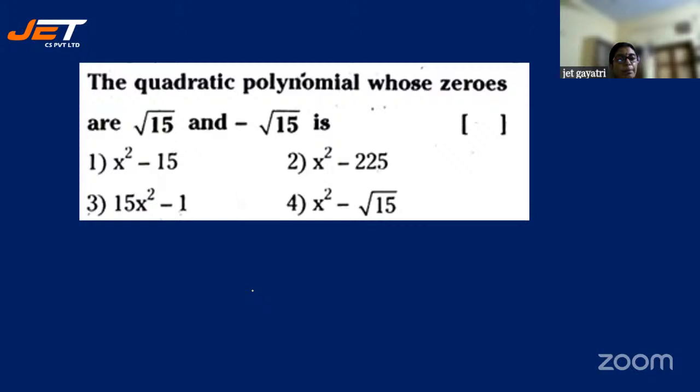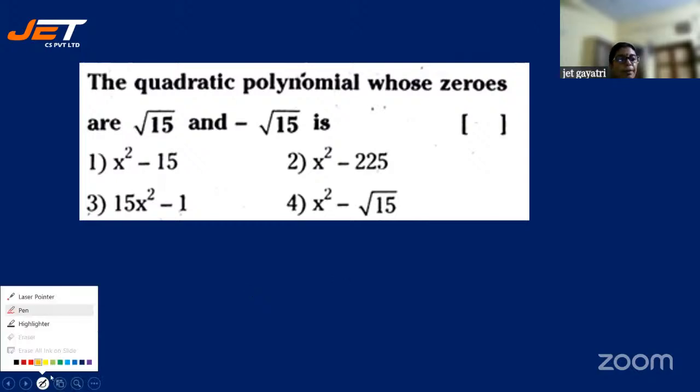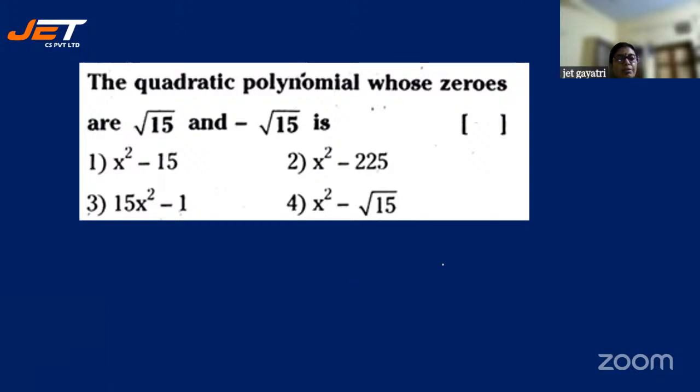The quadratic polynomial whose zeros are root 15 and minus root 15. Right? See here how it would be. You just have to think a minute. See, if it is x square minus root 15, what happens? We write it as x square is equal to root 15. What is x?